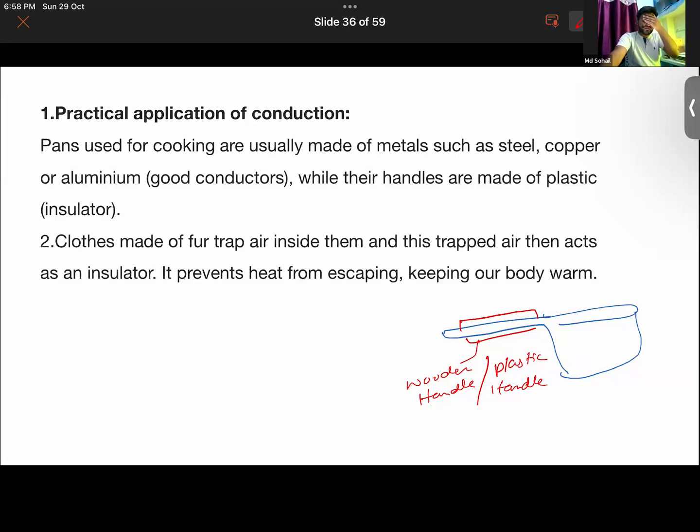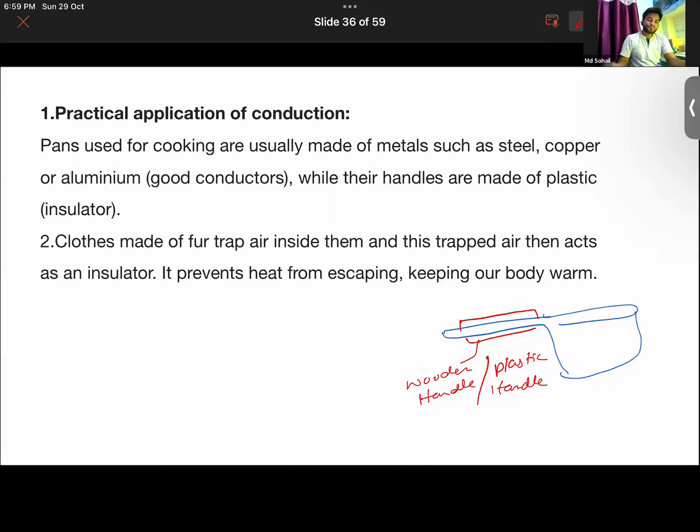The one that is used as a handle is the one that does not melt when it is exposed to heat. If you were to see certain plastics, they melt upon heating, while there are plastics that do not melt easily. They will be broken down into pieces, but they will not melt. So that type of plastic is used here.